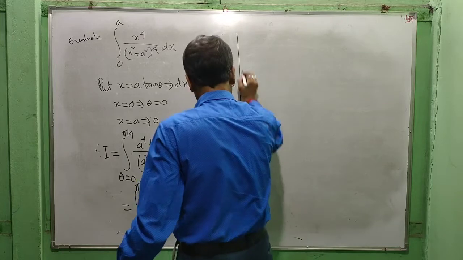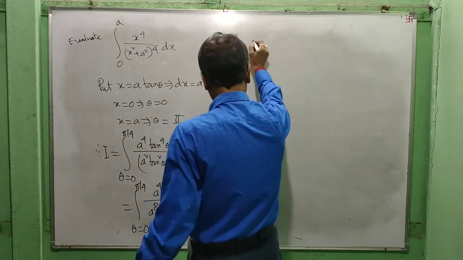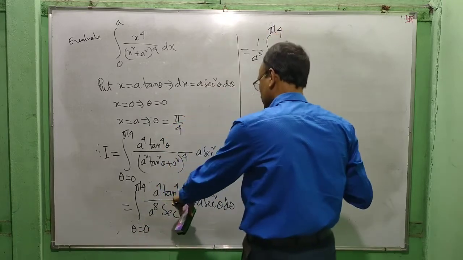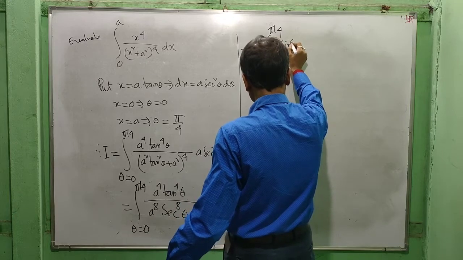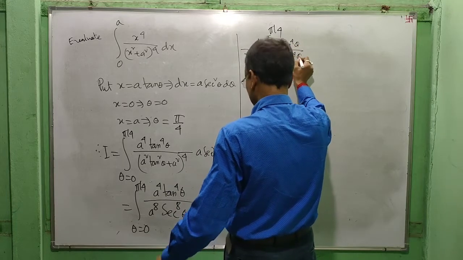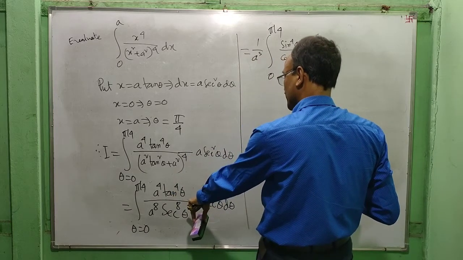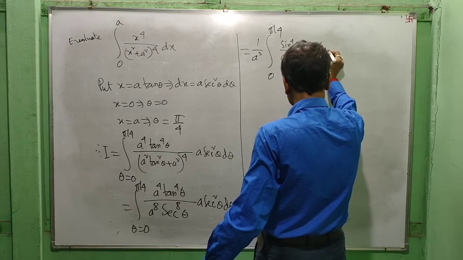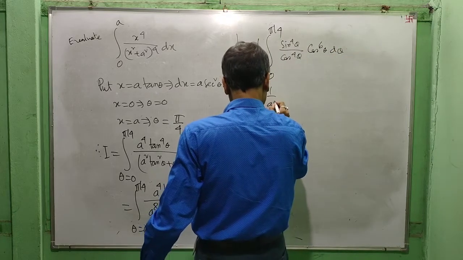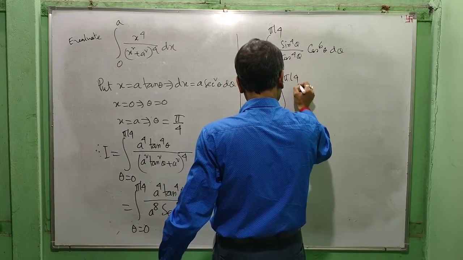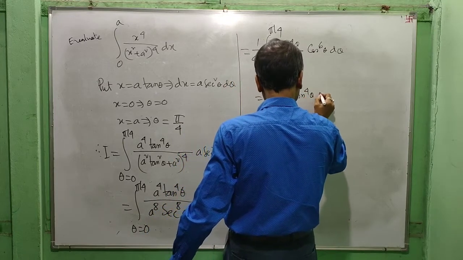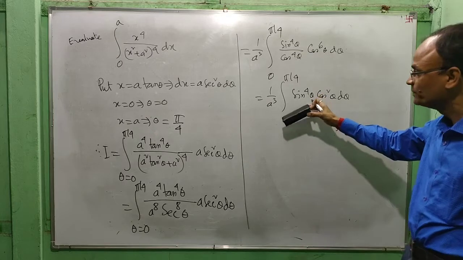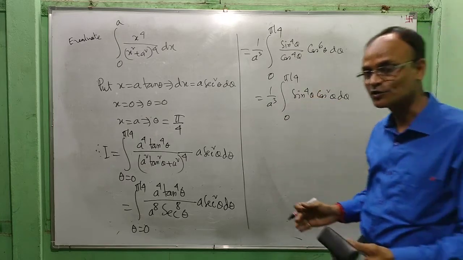This is equal to a to the power 4, 1 by a cube, integration 0 to pi by 4. Tan to the power 4 theta means sin to the power 4 theta divided by cos to the power 4 theta. It will be in the denominator sec to the power 6 theta. Therefore, it will be cos to the power 6 theta. This is equal to 1 by a cube, 0 to pi by 4, sine to the power 4 theta cos square theta d theta. Perhaps we have already solved this problem.